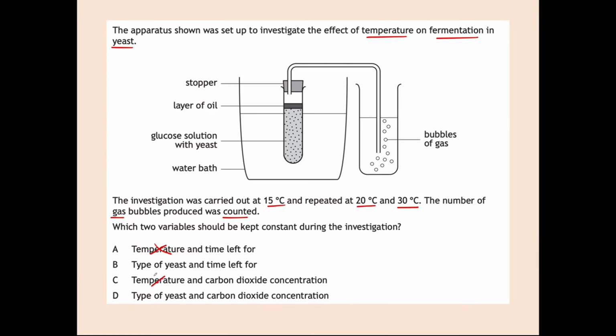And I noticed also that temperature is an option down for C there as well, which means we can eliminate both A and C as options straight away. Let's look at the other options. B, the type of yeast. Now, they don't mention the type of yeast, and we would certainly want to keep that the same. So that's probably a good one.